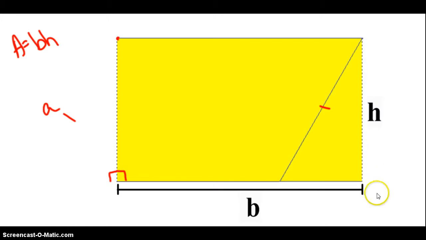Now you can see how the rectangle is also a parallelogram. And in this case, the parallelogram is also the rectangle, the way that I've translated. And we will learn that every rectangle is also a parallelogram, therefore they're going to share the same area formula, which is base times height.